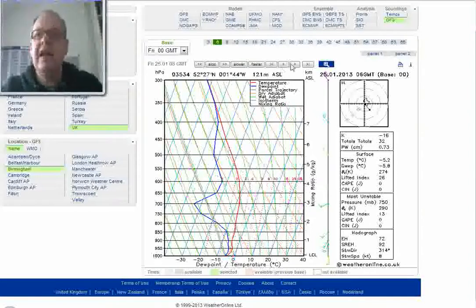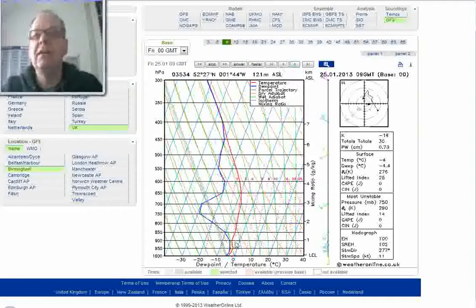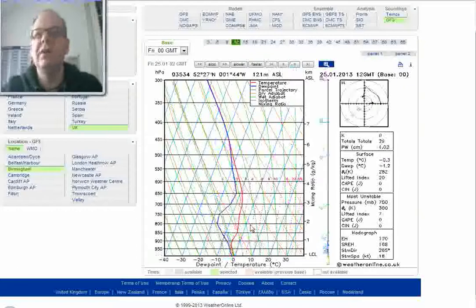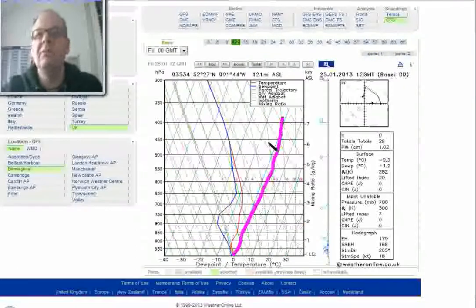Now, if we go on to 9 o'clock, this was 9 o'clock this morning, forecast again from the GFS. There's our 0 degree isotherm there. Look, the whole of the atmosphere is below freezing. Let's go on another 3 hours. There's midday. Look here, whole of the atmosphere below freezing again.